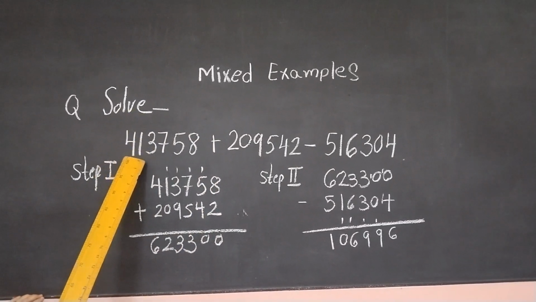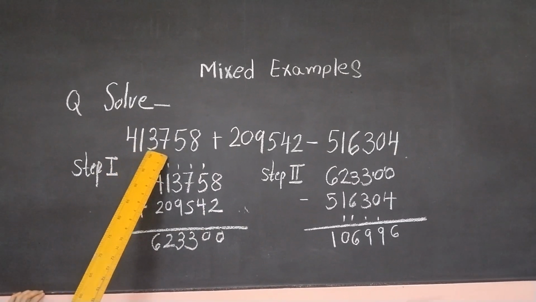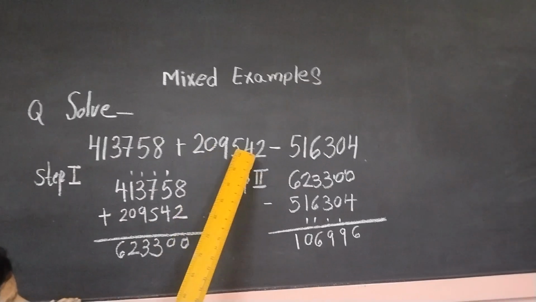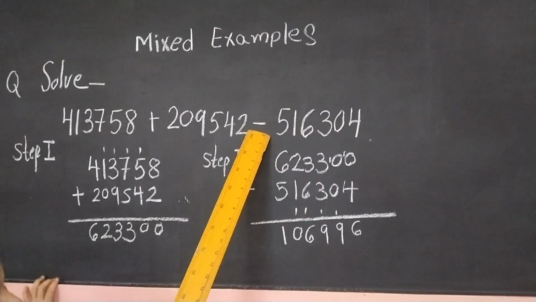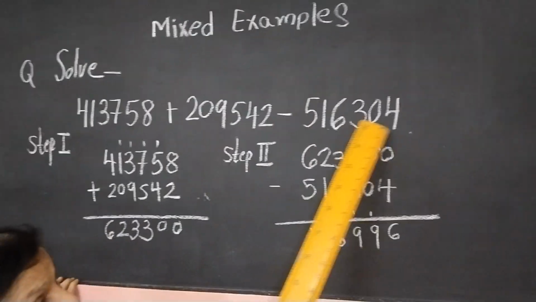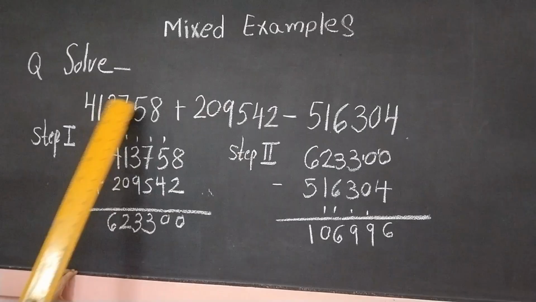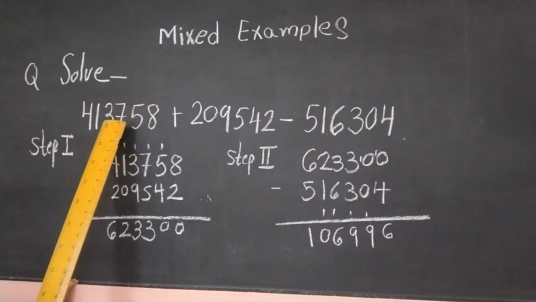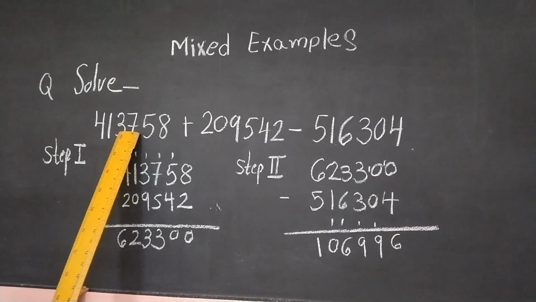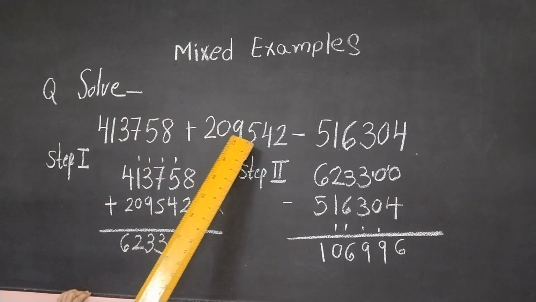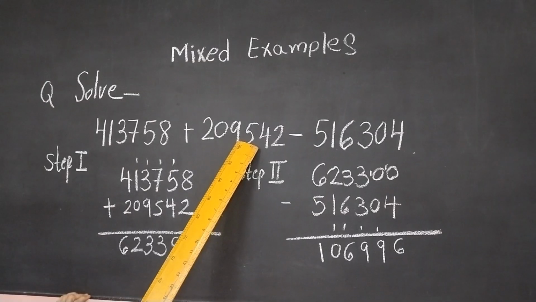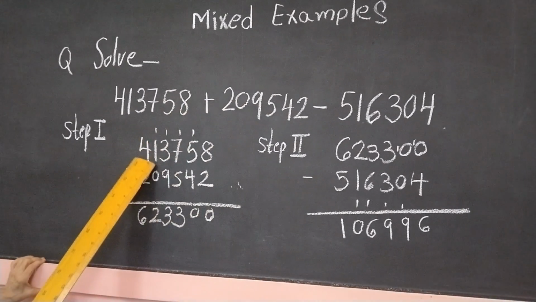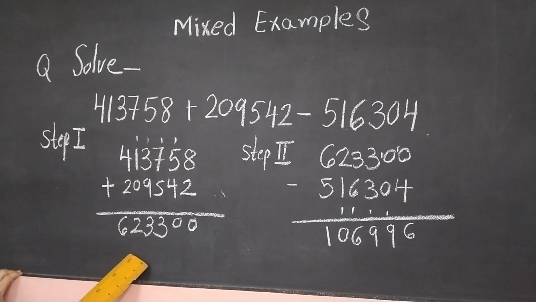Solve 41,37,58 plus 209542 minus 516304. This is called a direct mixed example. Means this particular amount has to be added to this. This becomes our first step and it goes under addition. So here we have done addition.